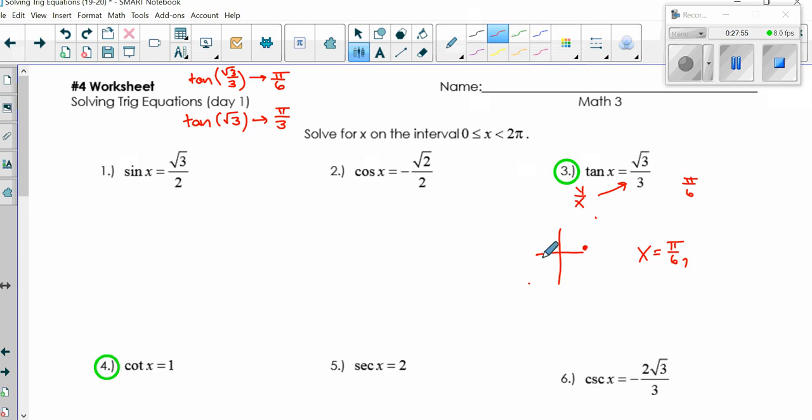And then this answer over here is going to be, here's my x-axis, pi over 6 further. So that one's going to be 7 pi over 6. So that pi over 6 right here is my reference angle. I go up pi over 6, and then I continue to go pi over 6.